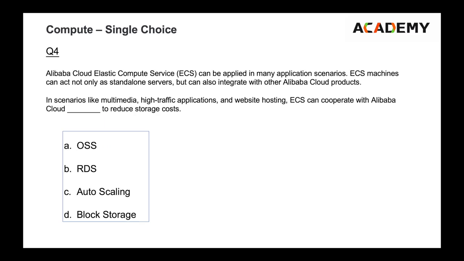Let's try another single choice. Alibaba Cloud Elastic Compute Service can be applied in many application scenarios. So the question is just saying it's usable in many different scenarios. ECS machines can act not only as standalone servers, but can also integrate with other Alibaba Cloud products. In scenarios like multimedia, high-traffic applications, and website hosting, ECS can work together with Alibaba Cloud blank to reduce storage costs. So where would you want to store files if you're using ECS for a multimedia or site hosting scenario?